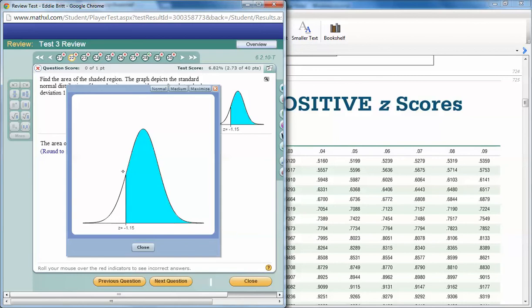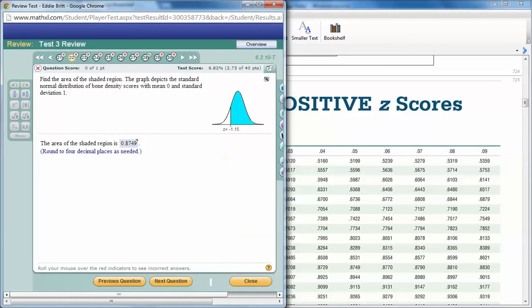Now, since we know that the area under the entire bell curve is 1, I told you that earlier, which corresponds to a probability, what we can do is get the area that's given for z equals negative 1.15, and subtract that from 1, and that'll give us the shaded region. Okay, so let's do that.